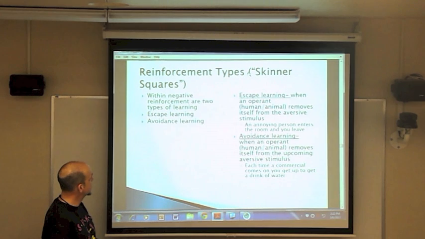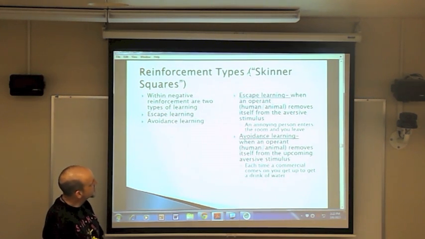Now, within negative reinforcement are two types of learning. Escape learning and avoidance. Escape learning is when a human being or animal removes itself from the aversive stimulus. An annoying person enters the room and you leave. Why are you going to do it again? Reinforcement, okay, makes you do it again. So when you leave the room and you feel better that you're not around the annoying person, you're going to do it again.